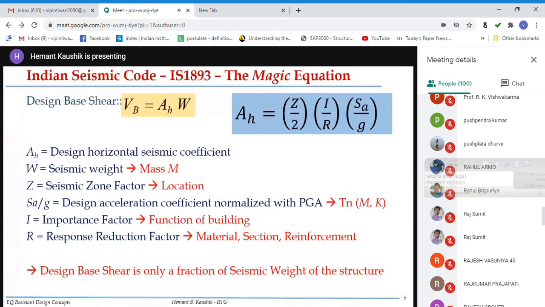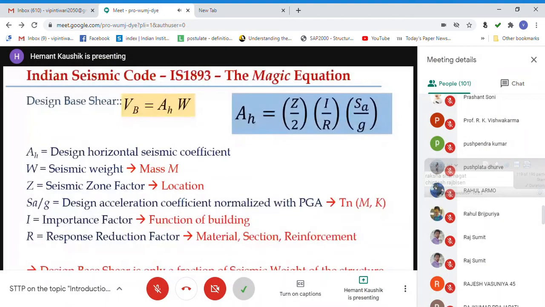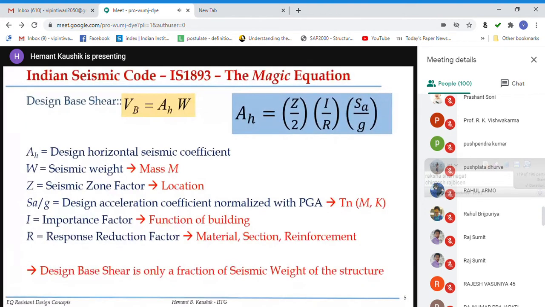Because it is not easy, like I said, there are so many parameters: distance from the epicenter, type of soil, type of structure. So for that also, the Indian code has given us this equation, which is also very simple. AH can be calculated as Z by 2, I by R, into SA by G. Now each of these parameters is very important and it governs the design force, right? It actually controls how much the design force is for that structure. So it is very important to calculate all these parameters precisely, right?